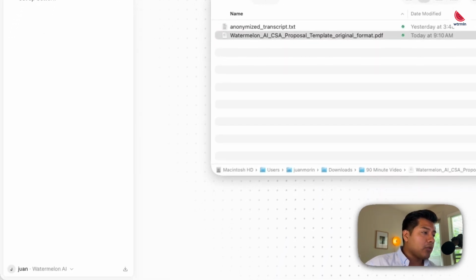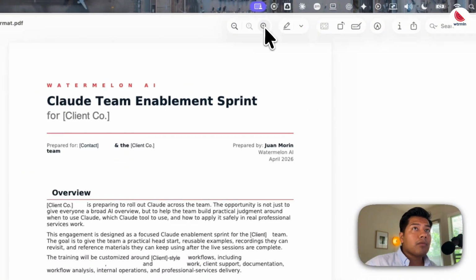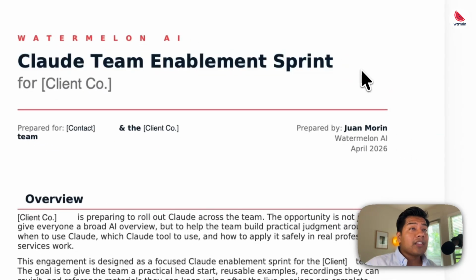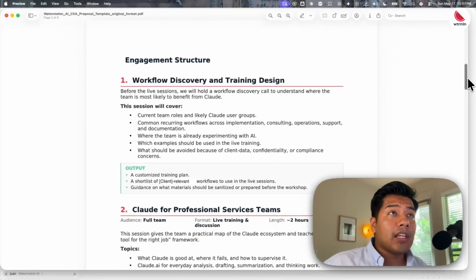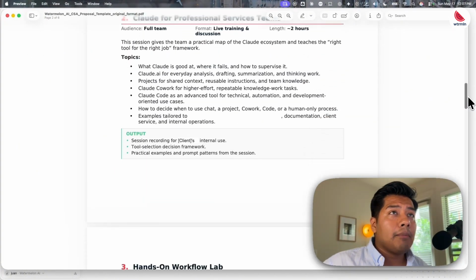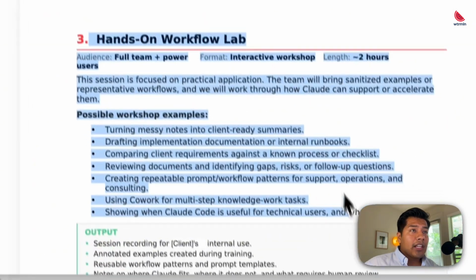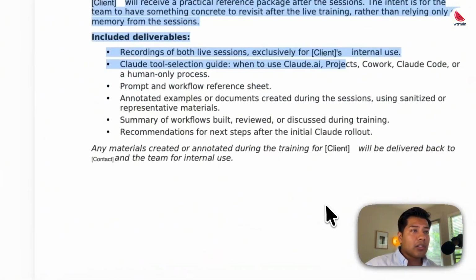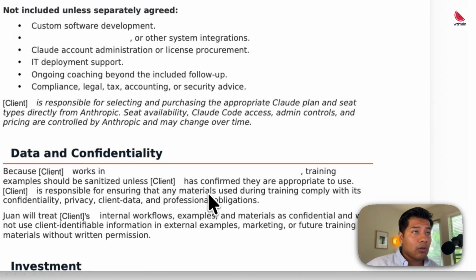I'll open up the proposal for you, and it's really just a template about some of the services that Watermelon AI offers. This is a team enablement sprint. It highlights some objectives of the team, the engagement structure, basically what we plan to do during this engagement. What does that look like? What do the outputs and deliverables look like? How we'll get there? What happens after? Like, are there additional office hours?